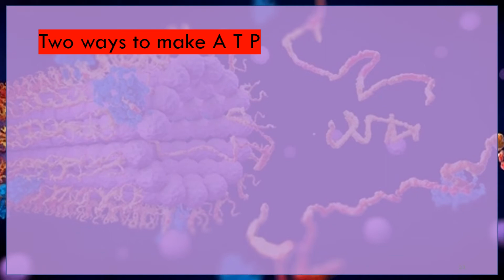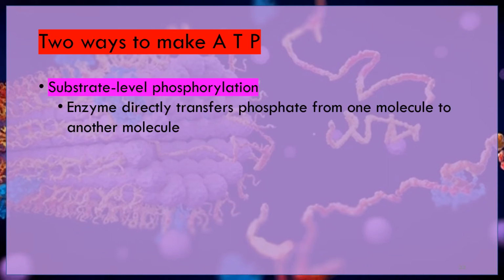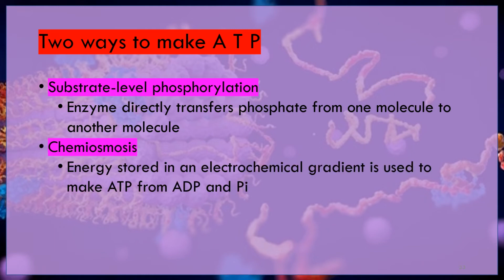Two ways to make ATP. Okay, we have substrate-level phosphorylation, where enzymes directly transfer phosphate from one molecule to another molecule. And then we have chemiosmosis, which is energy stored in an electrochemical gradient, which is used to make ATP from ADP and phosphate. Okay, I understand that this is a little confusing at the moment, but once again, we'll be going over this in next week's unit.